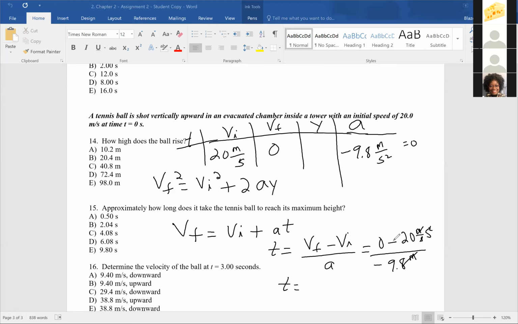Also, negative divided by negative will give me a positive, and that's very important because time is never negative. Time is a scalar. So I have 20 divided by 9.8. This is almost like 10 again. So I got 20 over 10, which is about 2 something. So when I do that problem, I will get 2.04 seconds.